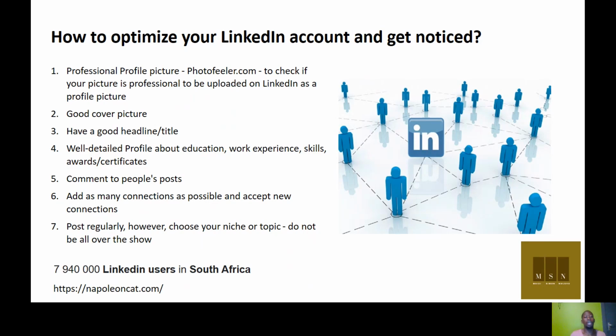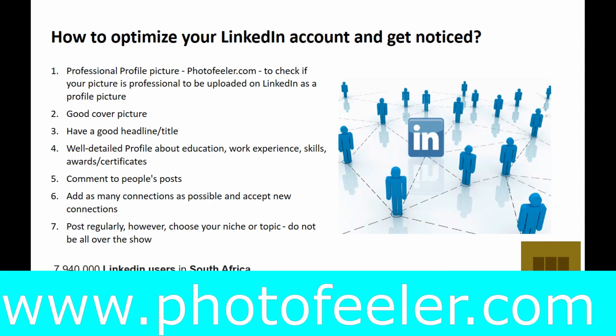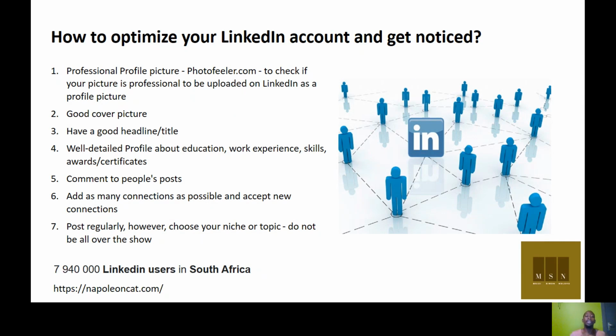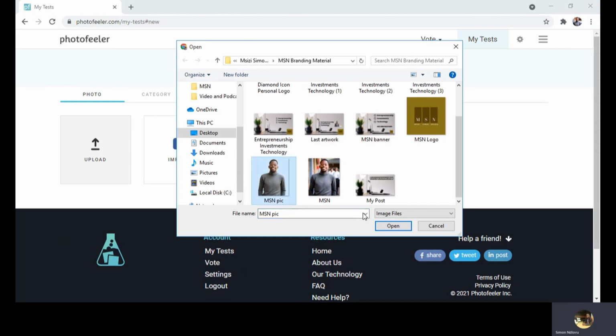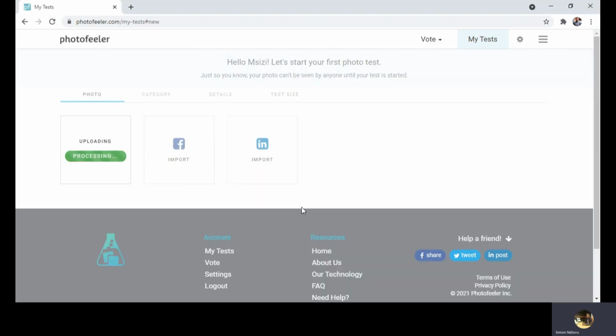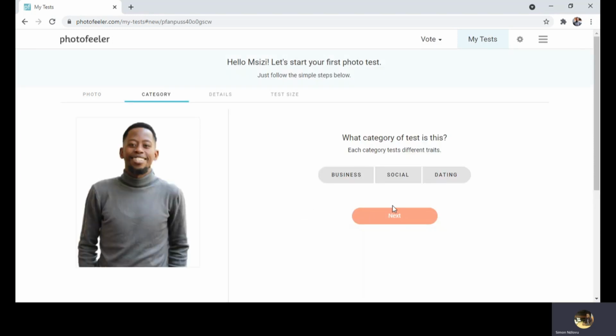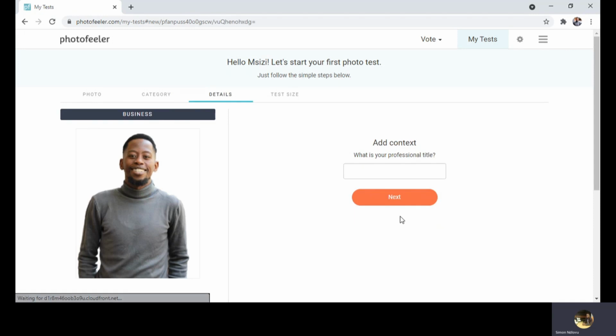If you are not sure, you can actually upload your picture on the website called photofeeler.com. They actually help you with feedback. They tell you that this picture is this, this picture is that. Maybe it's not an appropriate picture for LinkedIn and all of that. So they're actually going to help you to choose the right profile picture. It is free, so you can just go there and upload your picture.